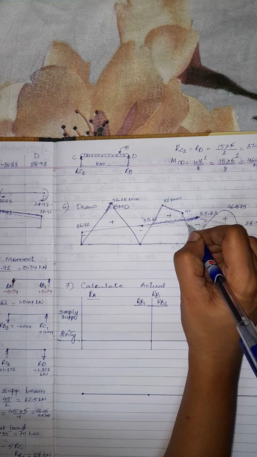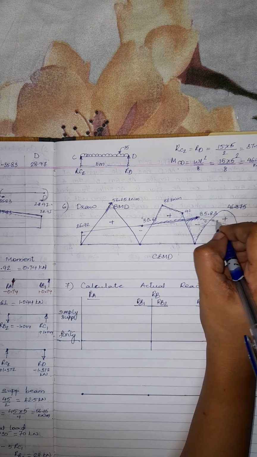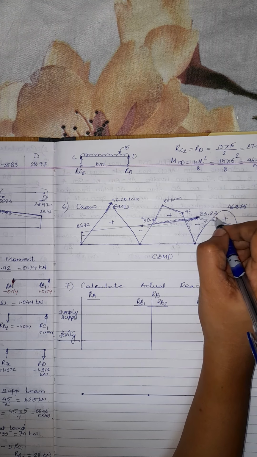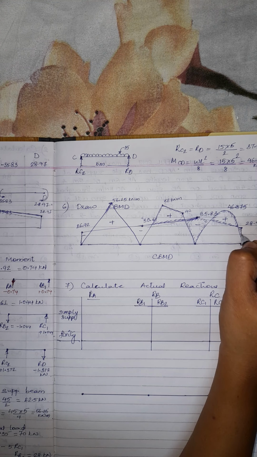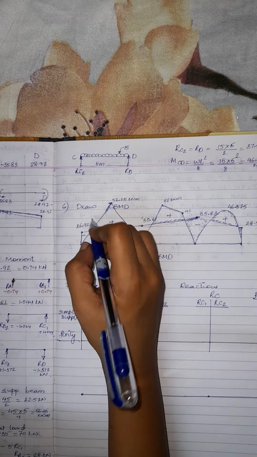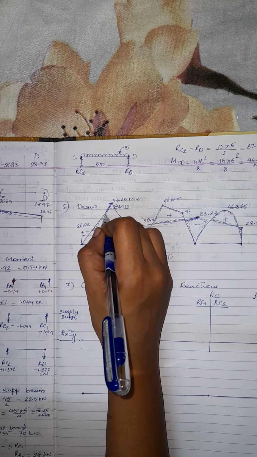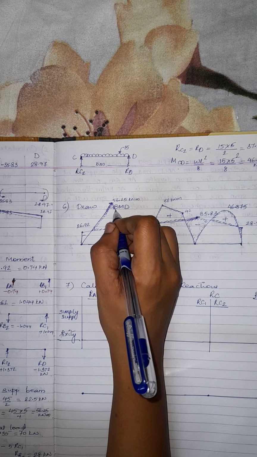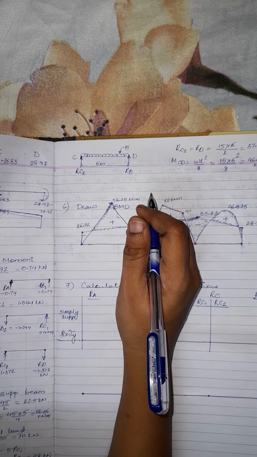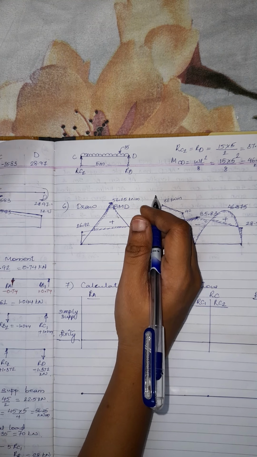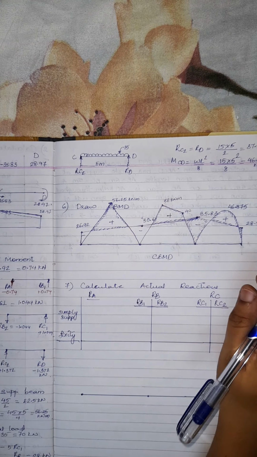Okay, let me mark it. So this is your combined BMD. This completes your step 6. Now in the numerical, if you read it carefully, what is asked? It is asked to calculate the moments and draw BMD, isn't it? If you read it, you get to know that the problem says calculate the support moments and sketch BMD. So for that question this is enough.